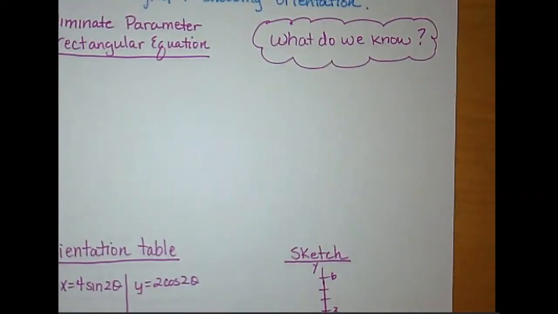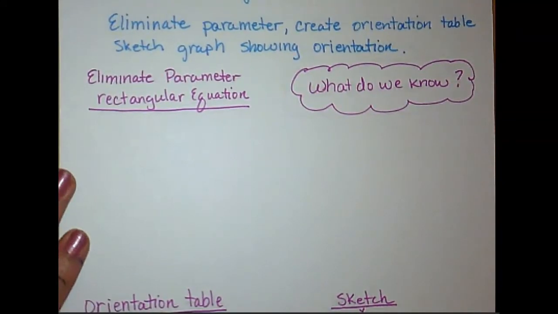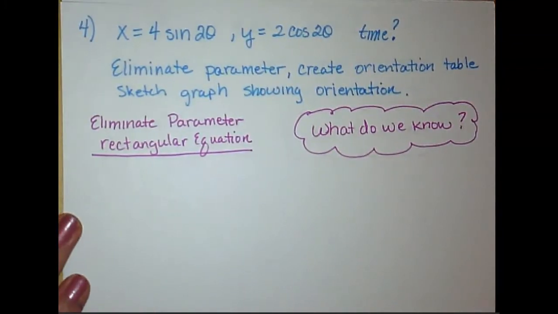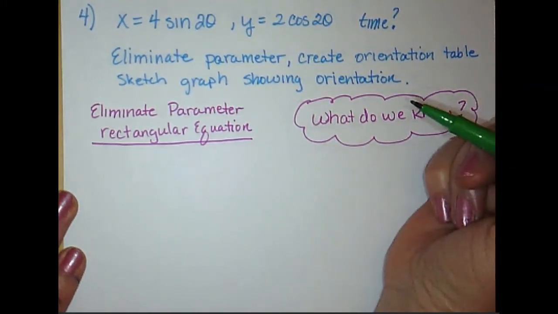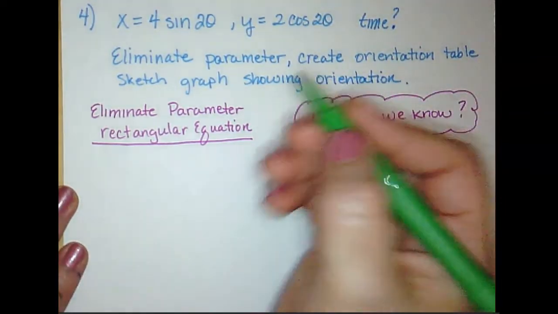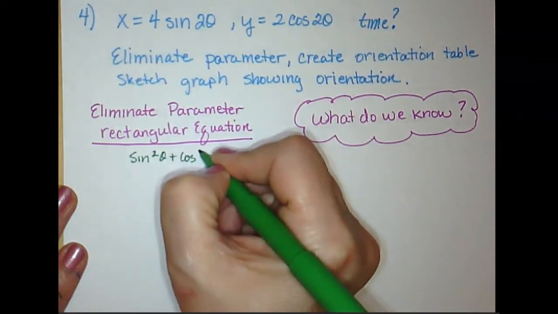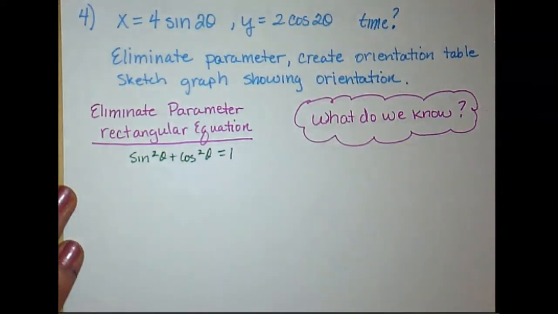Problem 4. So problem 4, again, we're going to eliminate the parameter. We're going to create the orientation table, sketch the graph. Again, on this problem, there is no time given, so we have the leeway to play with time, and a minimum of 3 values there. So how are we going to do our rectangular equation? We're going to use our identity. So we're going to use sine squared theta plus cosine squared theta equals 1. You should write your identity down when you decide you're going to use it in the problem.